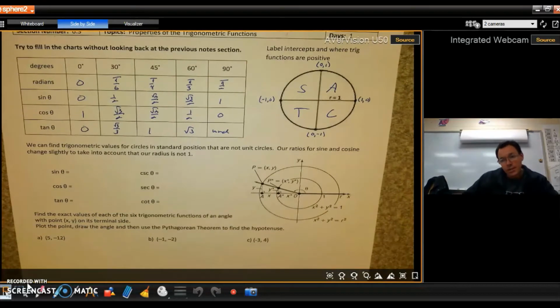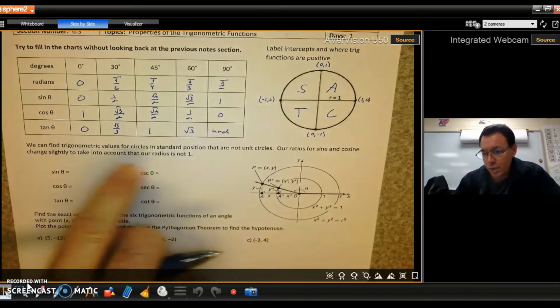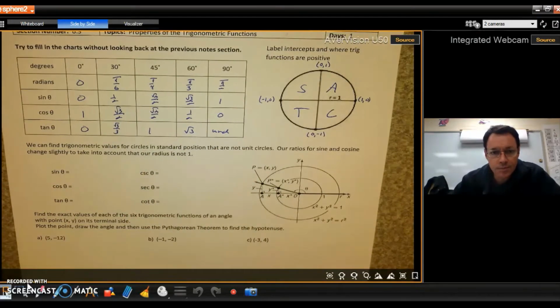All right, you may still be filling it out. That's fine. I'm just going to talk. So make sure you can find all those ratios.